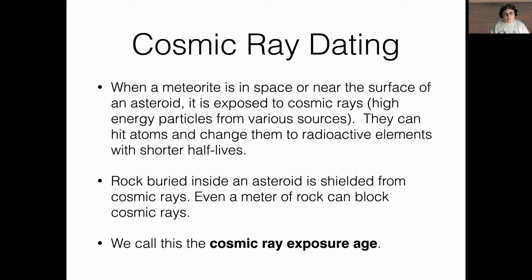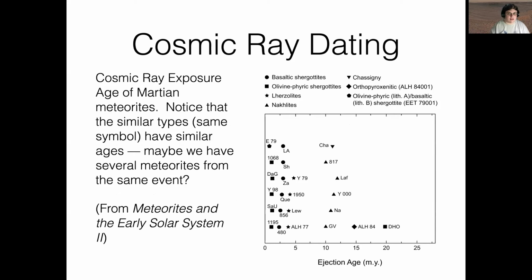Now, cosmic rays are blocked by rock, even at just a meter of rock. So what we can do is measure how long a meteorite has been sitting on the surface of an asteroid or in space by measuring when we were creating short-lived radioisotopes. So for instance, this is looking at Martian meteorites. We want to try to figure out when they were launched into space.